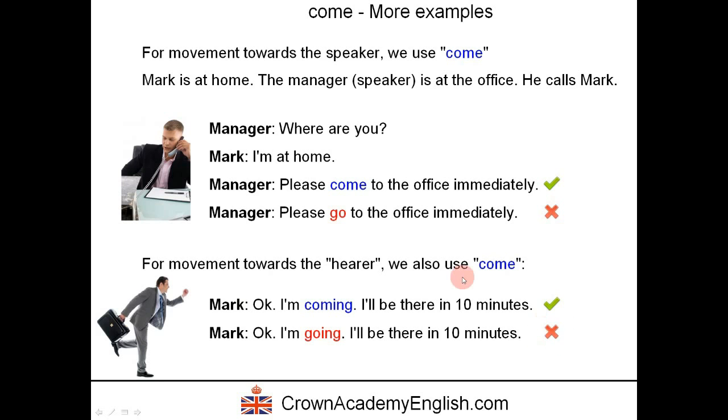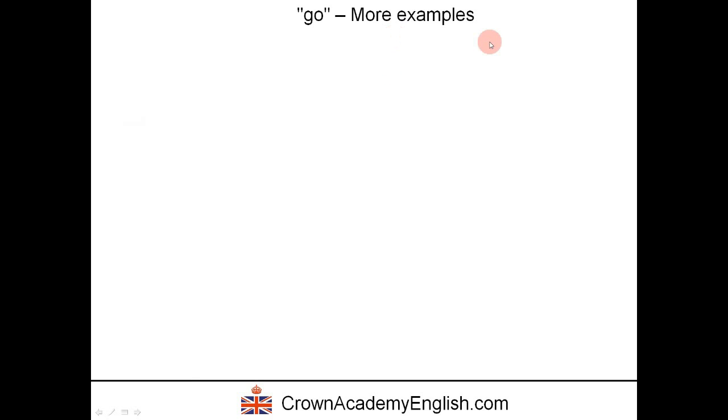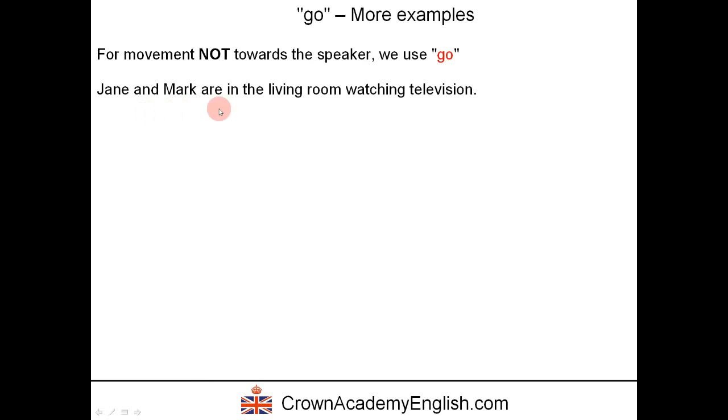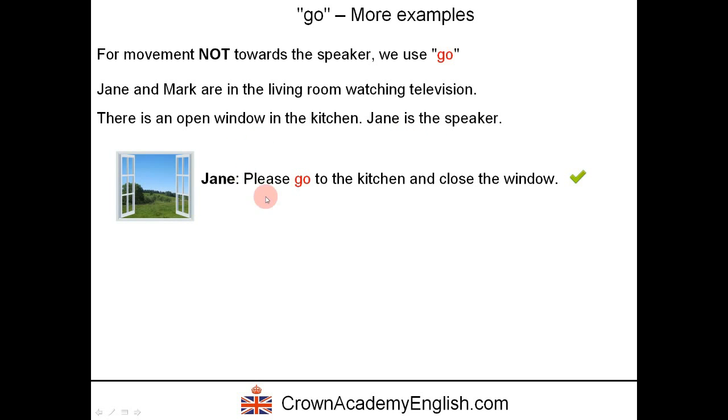Okay? Now let's look at go in more detail. Remember, it's for movement not towards the speaker. So Jane and Mark are in the living room watching television. So they are in the same place. And there is an open window in the kitchen. So in another room, there is an open window. Jane is the speaker. So Jane talks to Mark and she says, please go to the kitchen and close the window. Go to the kitchen.